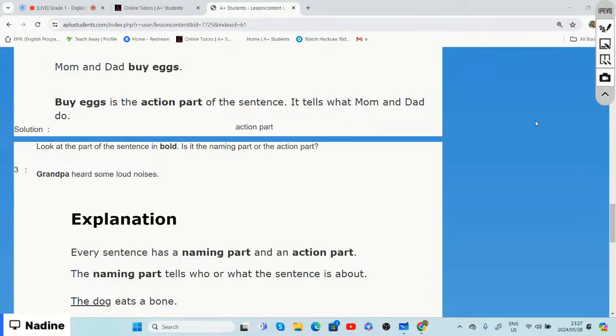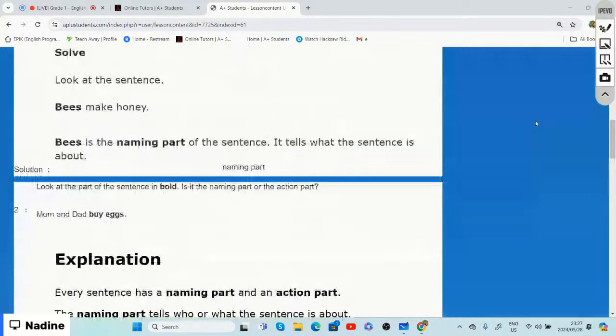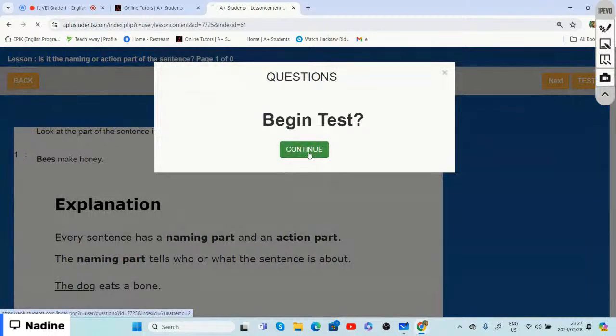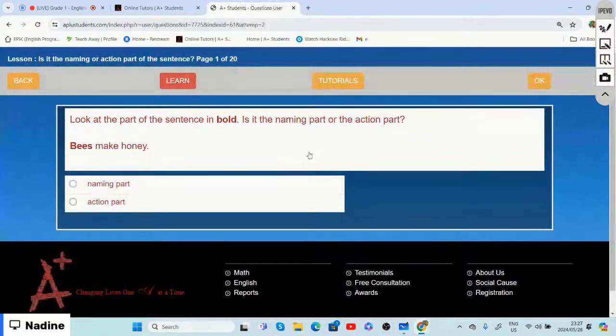All right, so now we're going to our test, where we are going to say is it the naming part or an action part of a sentence, just like we have identified in the activities that we did. So we need to look at the part of the sentence that is in bold. And then we need to say if that word or part of a sentence is either a naming part or an action part.